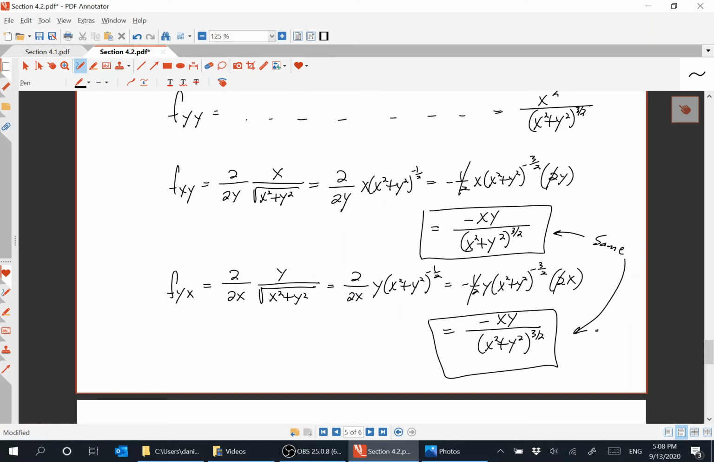Okay, for nicely continuous functions with continuous partial derivatives, it should be that the partial derivatives can be done in any order. So the partial derivative of f with respect to x and then with respect to y should be the same as the partial derivative of f with respect to y and then with respect to x. And here's an example of that right there.